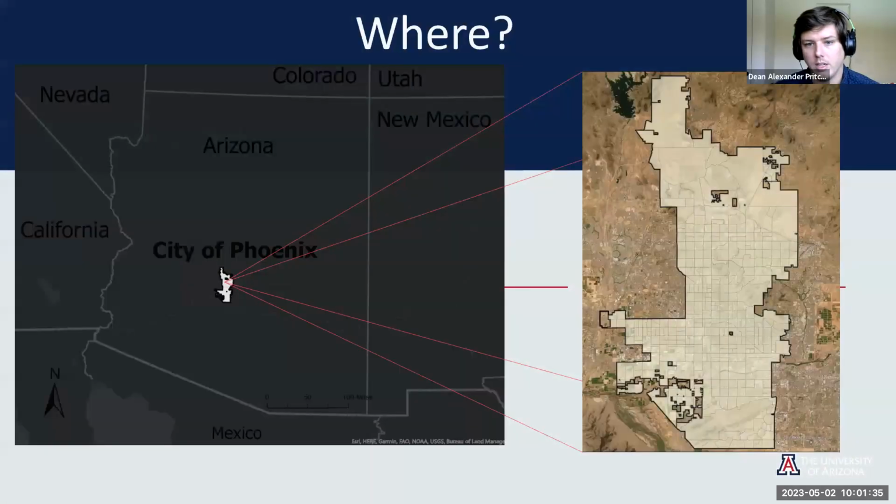So first off, the city of Phoenix, as you see here, about central Arizona. And then on the other side of that, a view of the actual boundary of the city of Phoenix within the Greater Valley area. It's one of the fastest growing cities in the country, currently about 1.6 million people per the current census. Fun fact, it is the only state capital in the United States with over 1 million people.